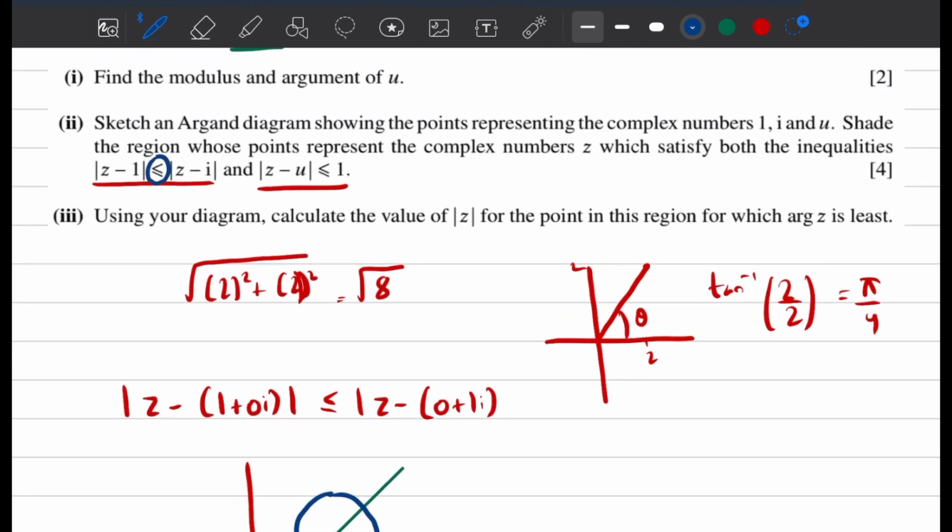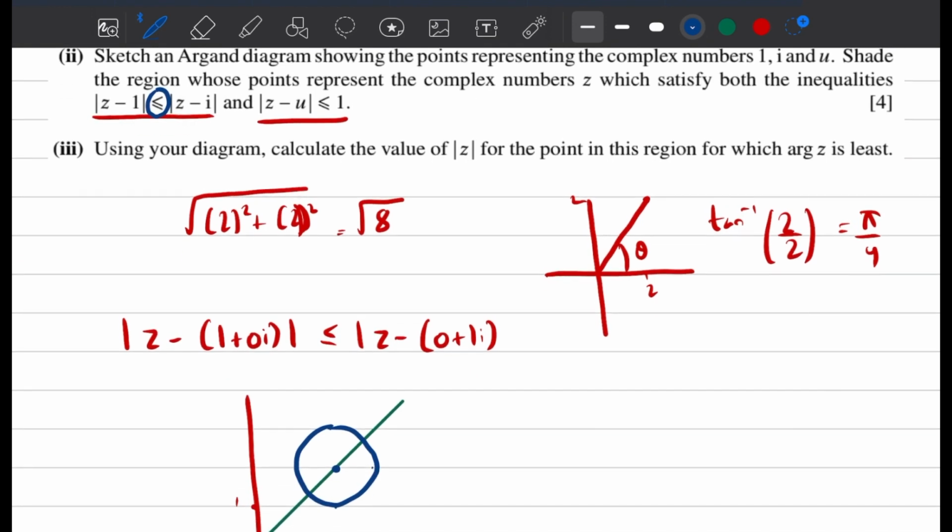This is read as nearer. So z minus 1, which means this point 1 comma 0 is nearer than the other point. And less का मतलब circle के अंदर shade होगा. That means this part will be shaded. Do you get this? Then we need to find out the modulus where the argument is least. The argument is least at this point, right बच्चे? We need to find out the modulus till this point. मुझे यहाँ तक का modulus चाहिए.